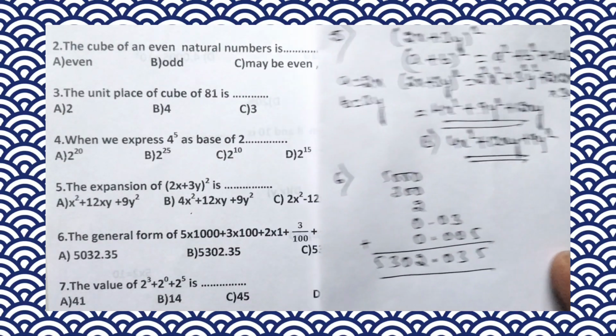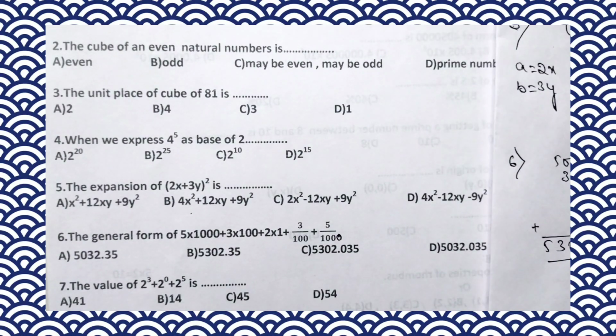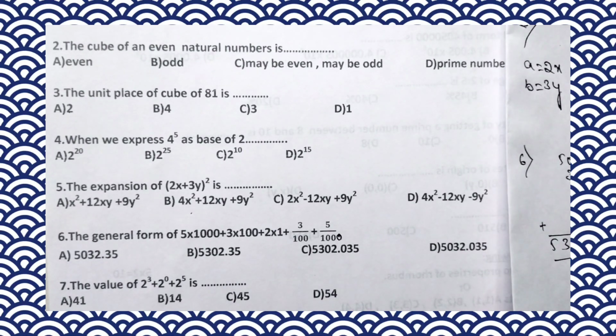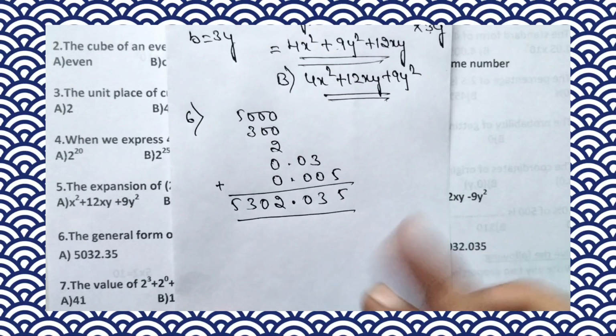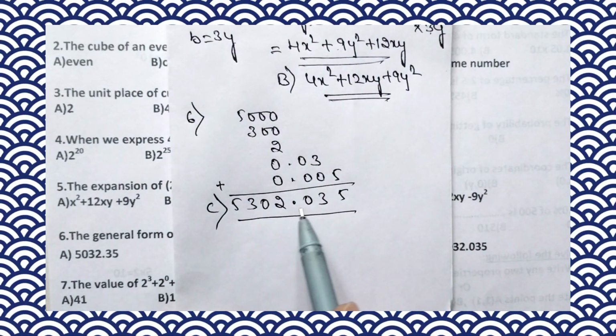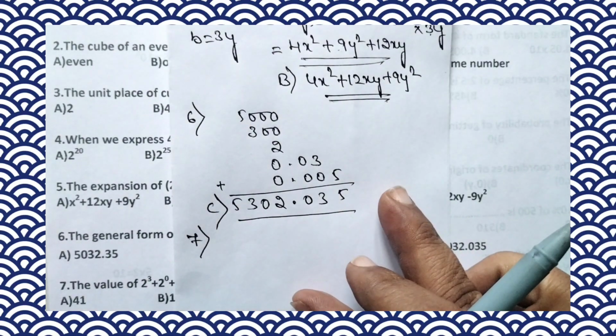So look for where this answer is. 5302.035, see, option C. 5302.035, that is the right answer. So option C is the right answer for this question. Option C, 5302.035. So now let us move to the seventh question.